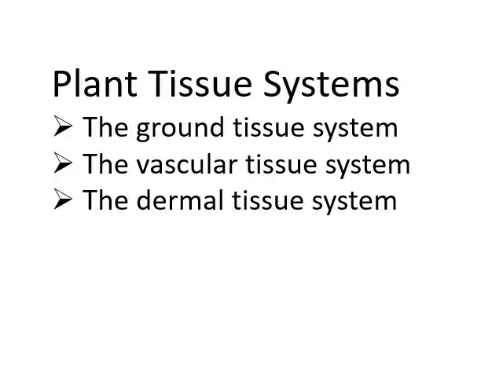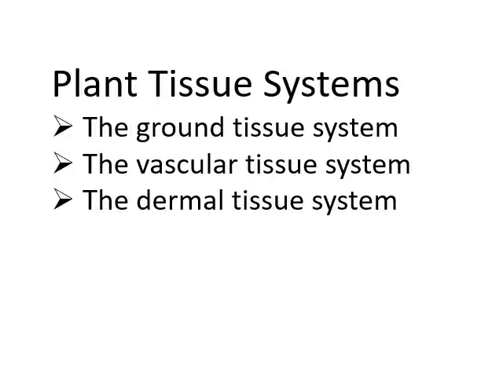The third one on plant tissue system is dermal tissue system. Dermal tissue system covers and protects the plant's surface. That's the function of dermal tissue system. It covers and protects the plant's surface.